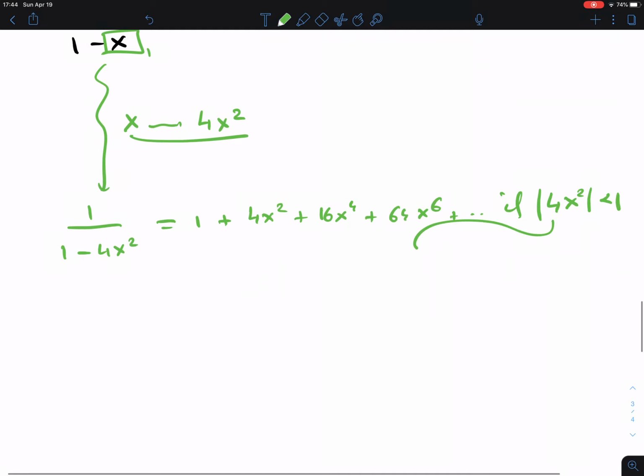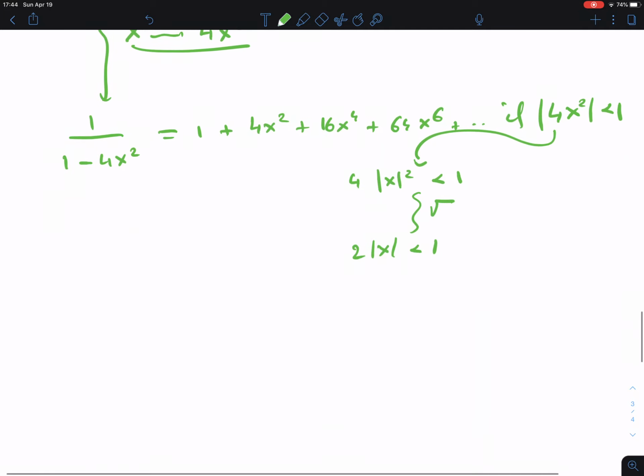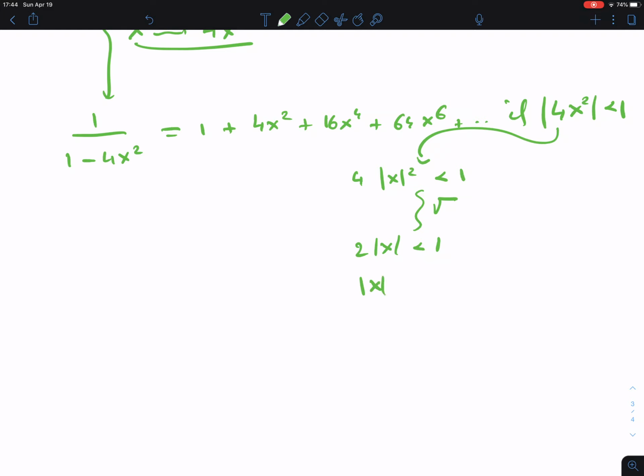Now this is the one that we have to work on. What does this mean? This means 4 times x squared is less than 1, in absolute value. We can take square roots of both sides, and I get 2 times the absolute value of x less than 1. Now remember, to find the radius of convergence, you have to solve for the absolute value of x. So finally we have absolute value of x less than a half, and this is our radius of convergence. So you see, it can be different.